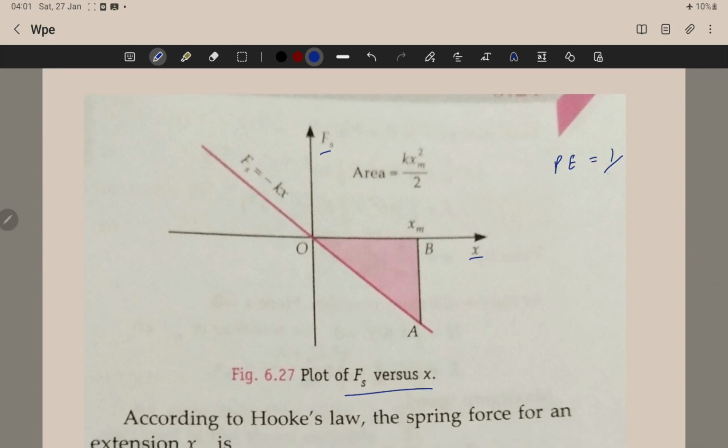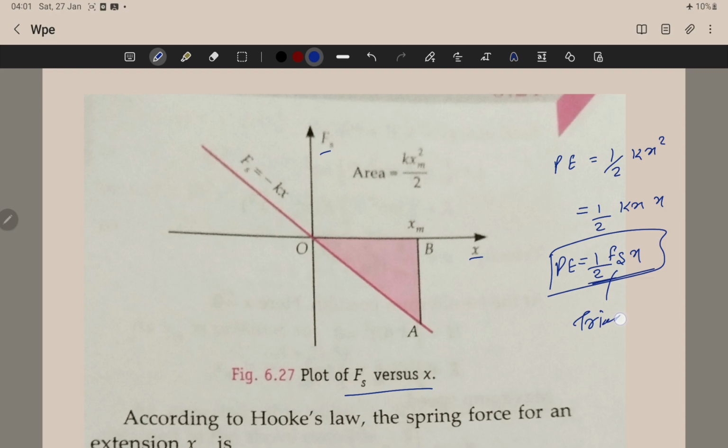Potential energy is half kx square. If we write it in terms of Fs and x, this becomes half kx into x, so half into Fs, the spring force, into x. This becomes our potential energy. This is the formula of a triangle, so on this plot, we get a triangle.